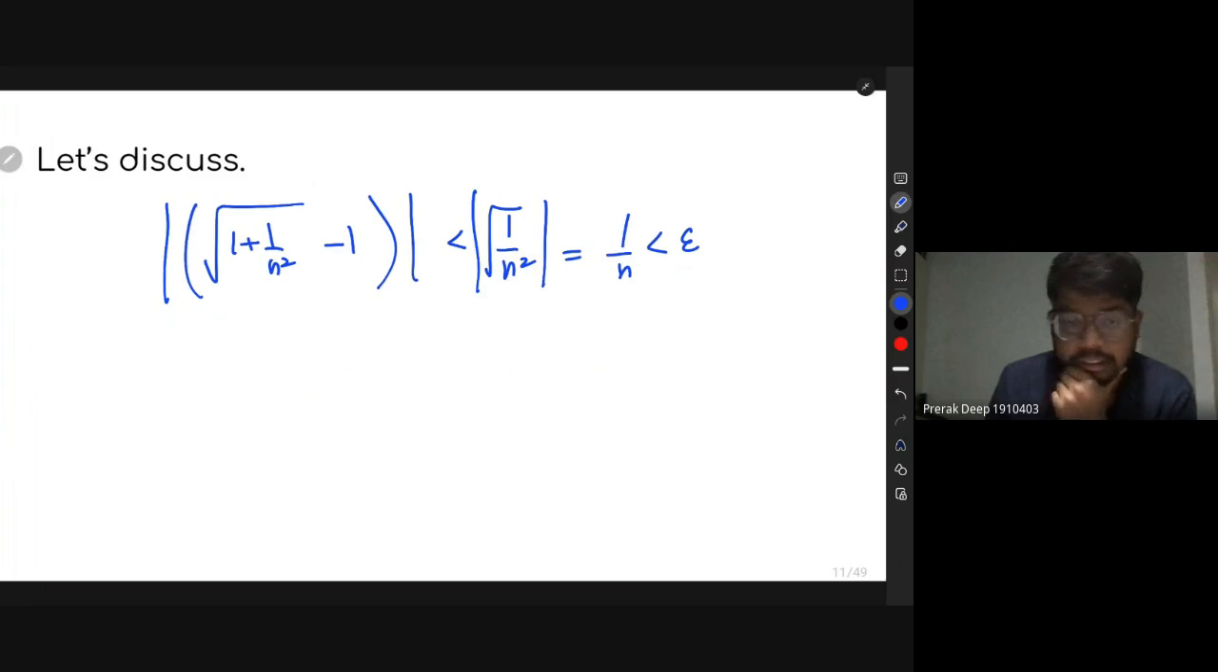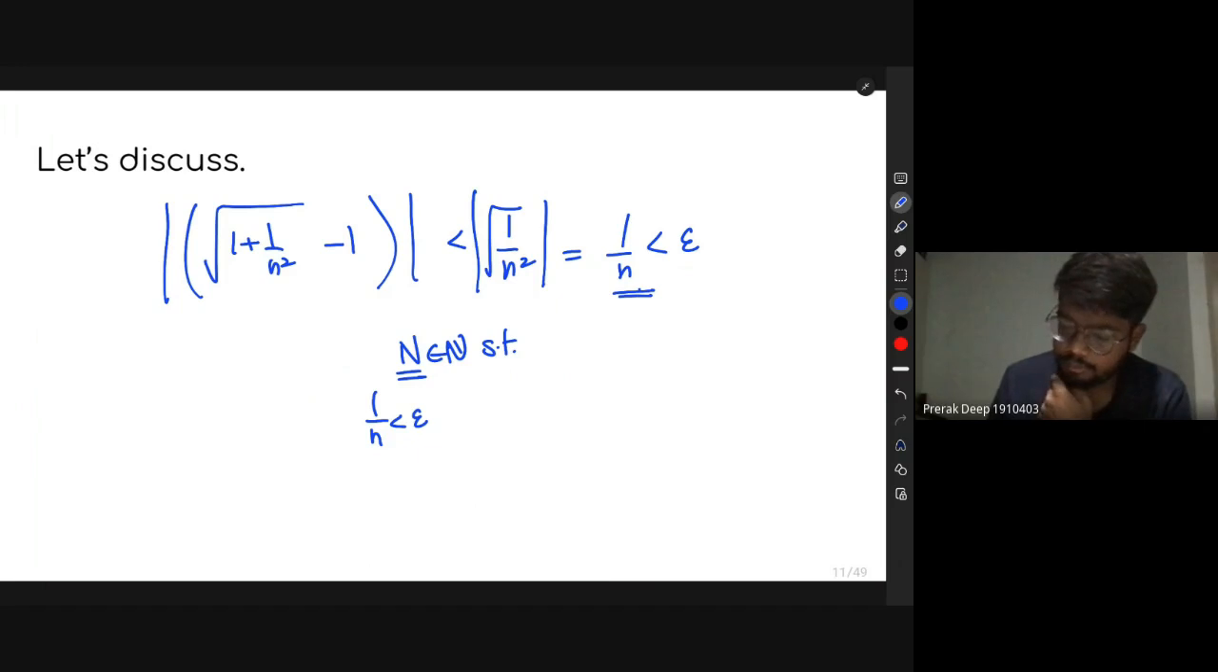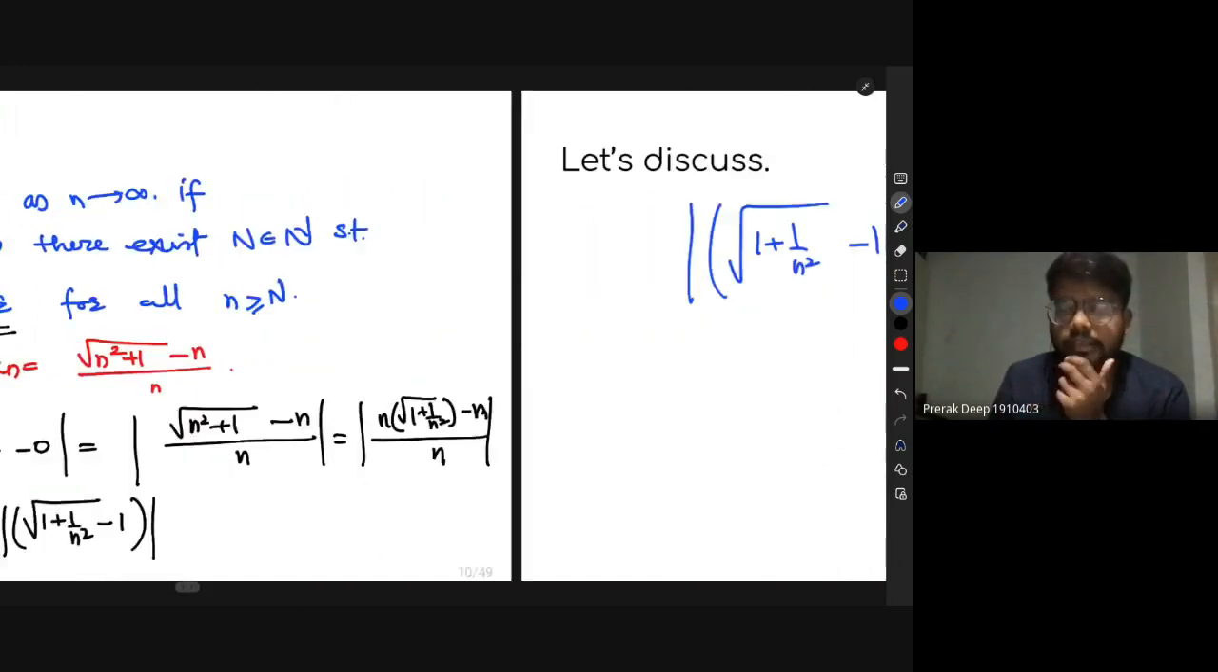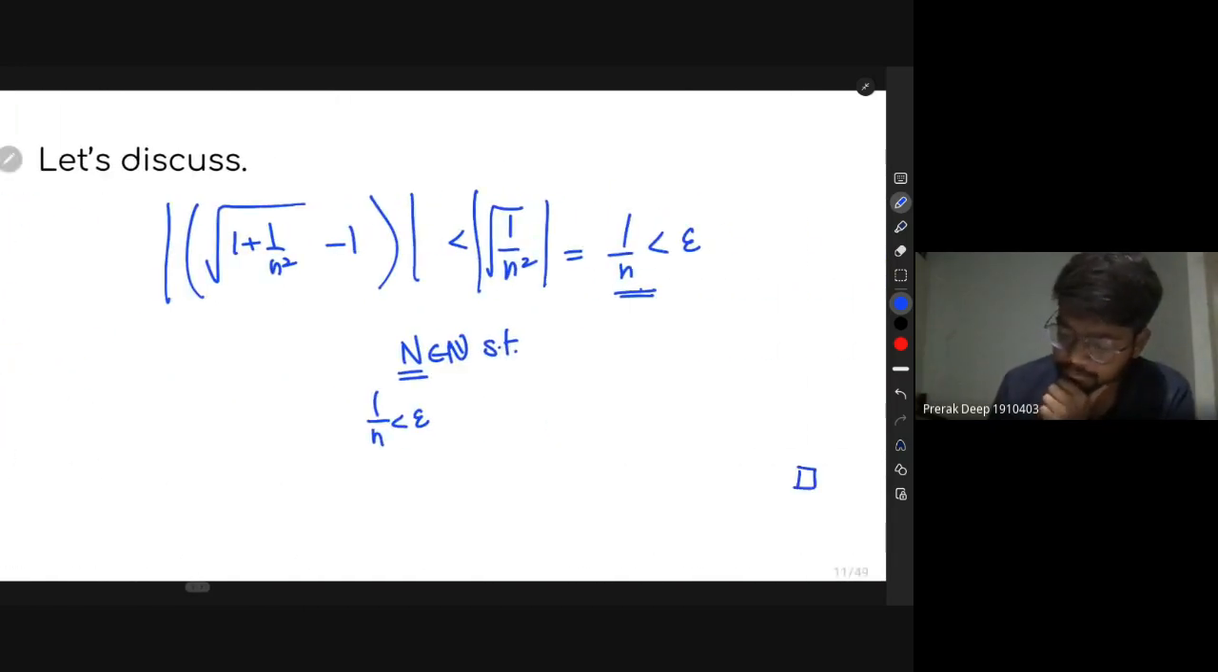So we know that for this sequence there exists some n in the natural numbers such that this 1 over n is bounded by epsilon. So we can use that epsilon to bound this sequence as well. So this completes the proof of this part.